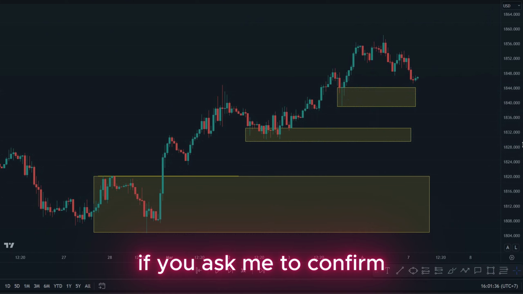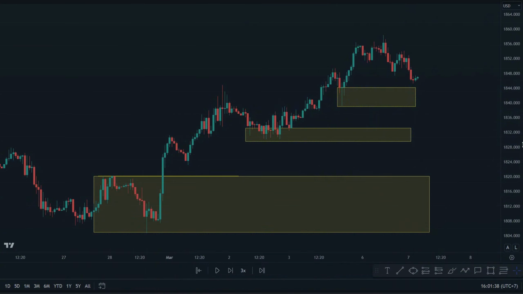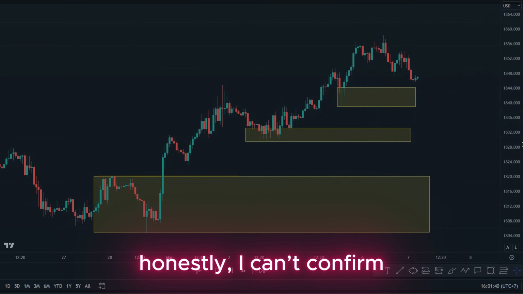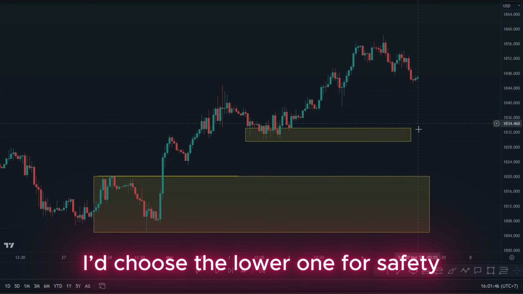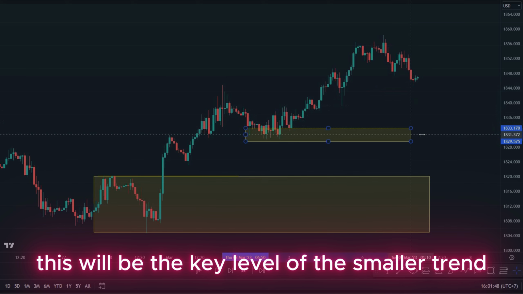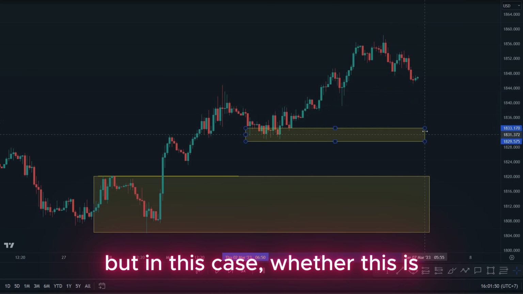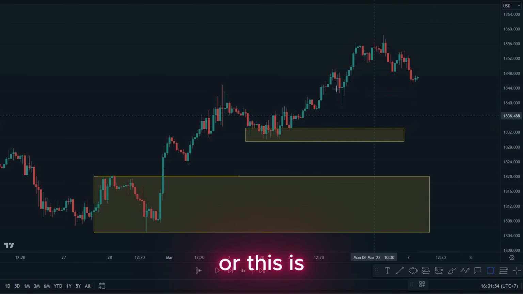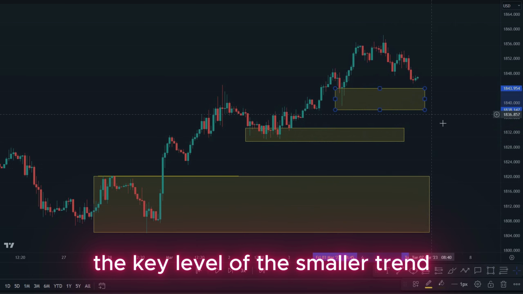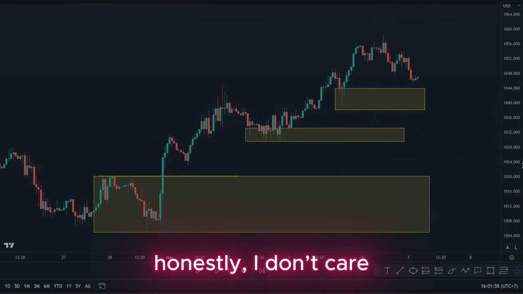If you ask me to confirm with certainty which is the key level of the smaller trend, honestly, I can't confirm. I don't know. But if you ask me to choose, I'd choose the lower one for safety. This will be the key level of the smaller trend. But in this case, whether this is the key level of the smaller trend, or this is, honestly, I don't care.